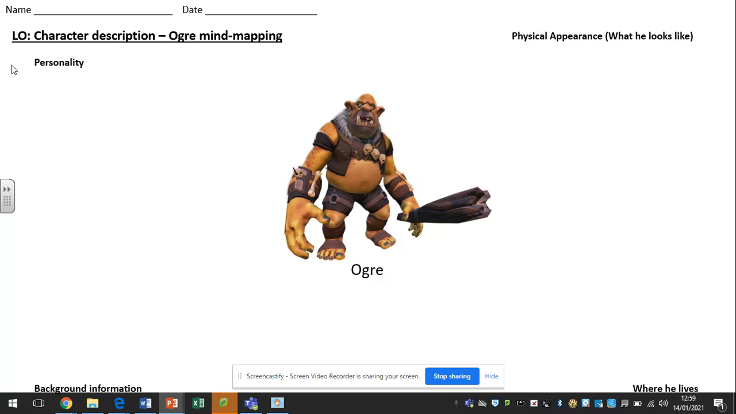Now, this is just about note-taking. It doesn't need to be full sentences. It needs to be short phrases, key words that will help you when you actually get onto your writing, okay? The more you put down on here, the easier your subsequent writing becomes in the next lesson.